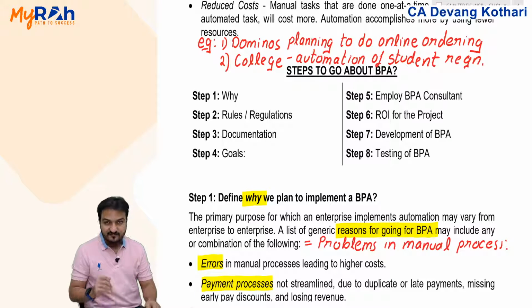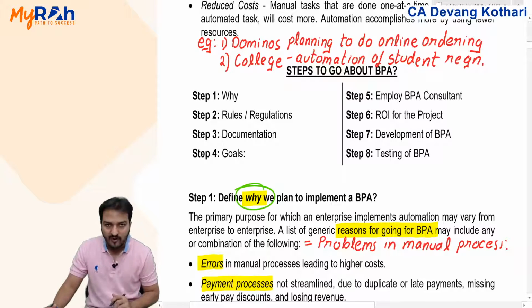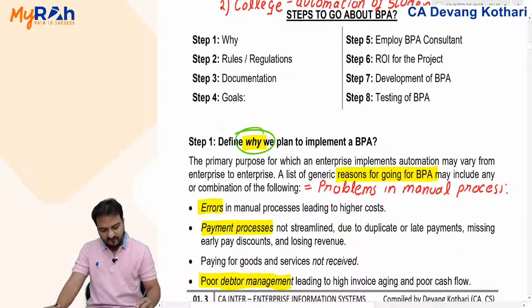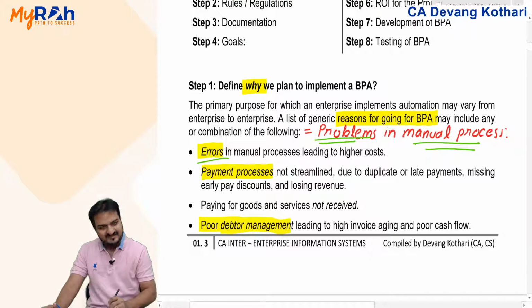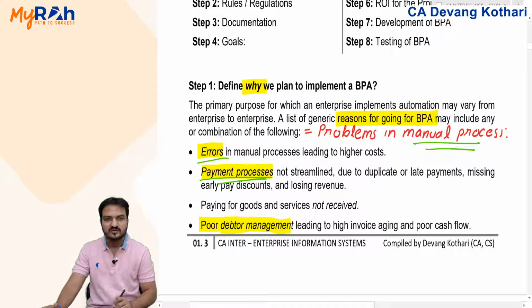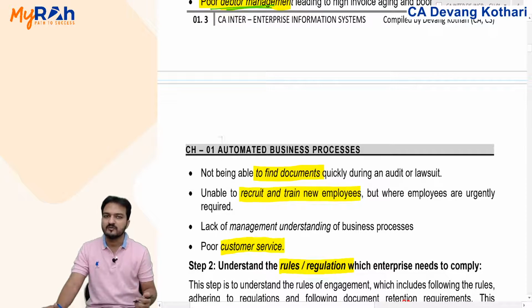Anyways, so step 1, define why we need BPA. Define why we need BPA, meaning you identify reasons for doing the automation. In other words, you identify what were the problems in the manual process. Problems might be like errors in the manual process, payment was not very conveniently obtained in the manual process, poor data management, etc. Any of these problems you can mention.